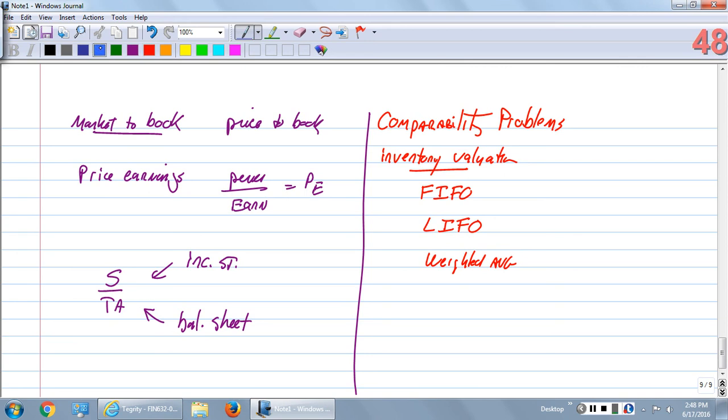Another potential problem has to do with depreciation. There's more than one type of depreciation method, right? You can use an accelerated method, you could use a straight line method. So depreciation comparability problems are kind of significant. Firms often use an accelerated depreciation method for tax purposes, and then straight line depreciation for published financial statements. So therein is another one.